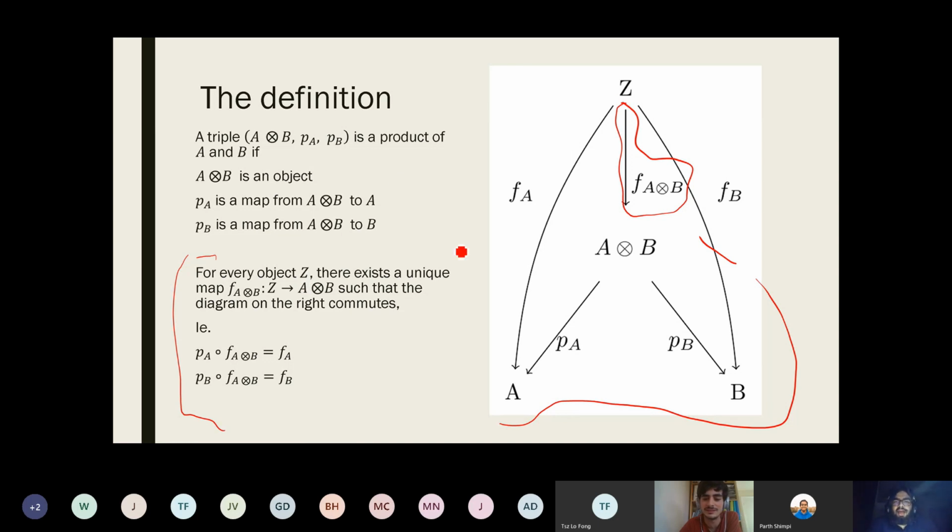For every object Z and two maps, FA that goes to A and FB that goes to B. Oops, that was a typo. It should be for all objects Z and a pair of maps FA and FB.